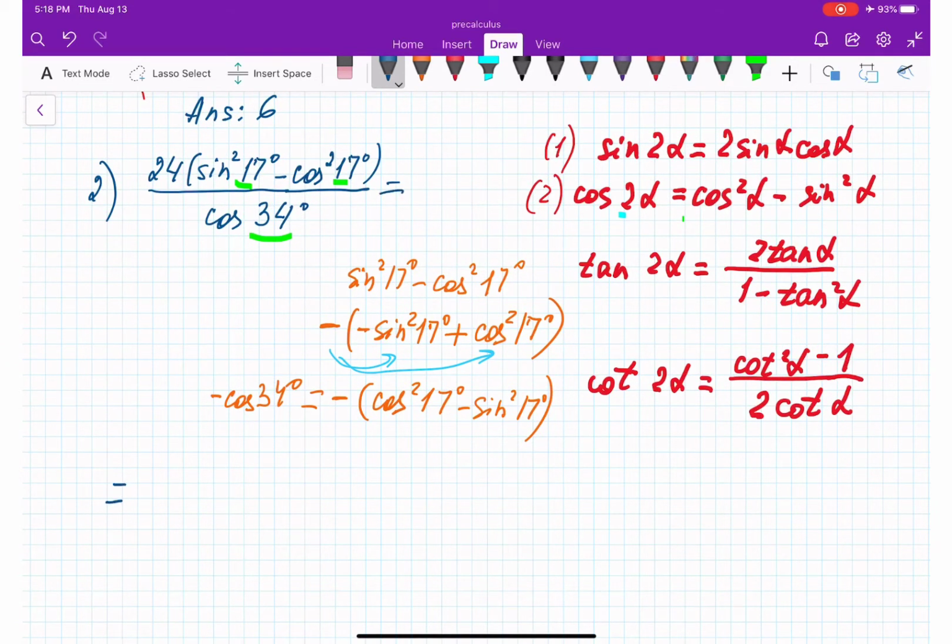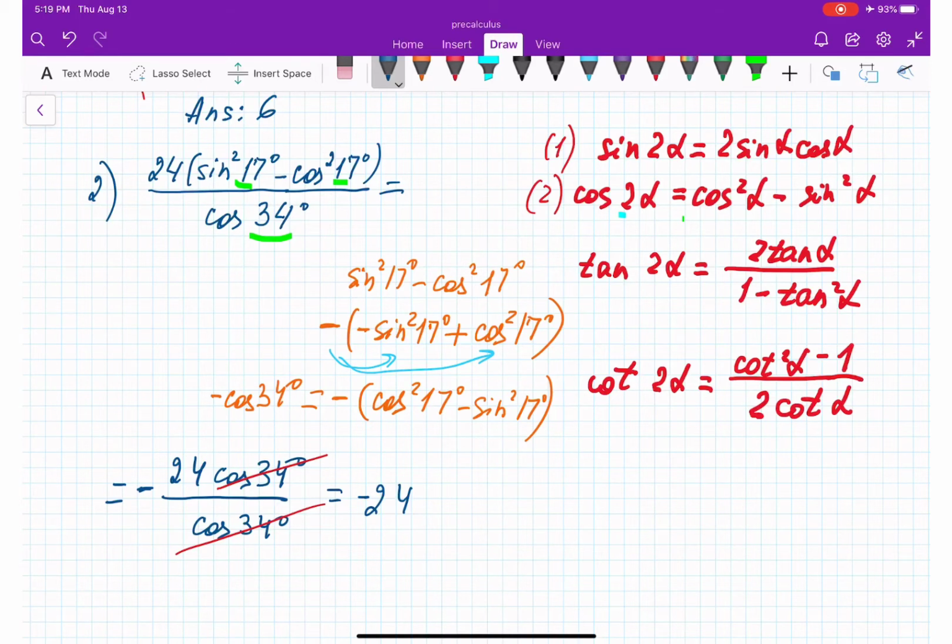Okay, moving to our problem. This is going to be equal to negative 24, which stays where it is, and cosine 34 degrees, right? This negative sign is the one I moved. Okay, and in the denominator I have cosine 34 degrees. So as a result, I'm canceling, and I will get negative 24.